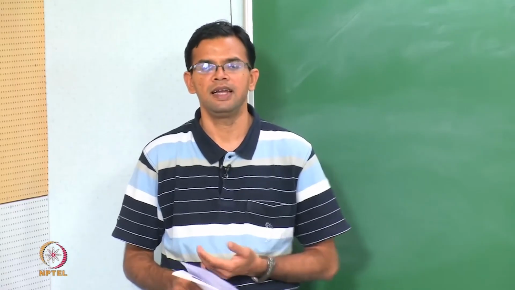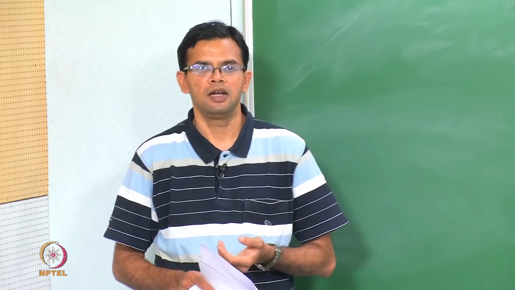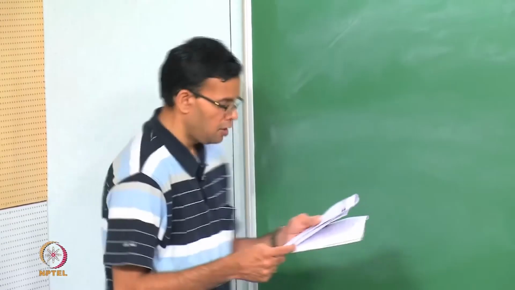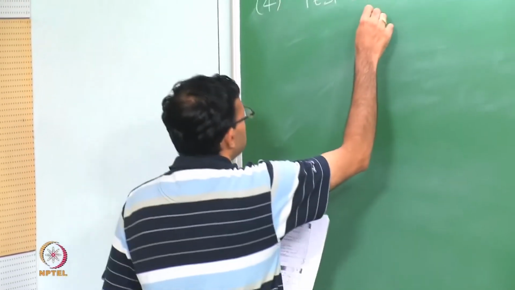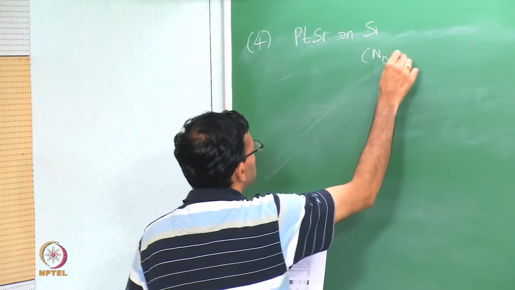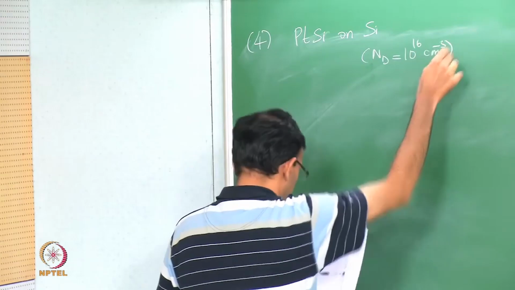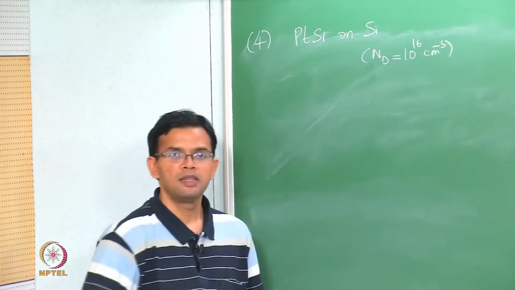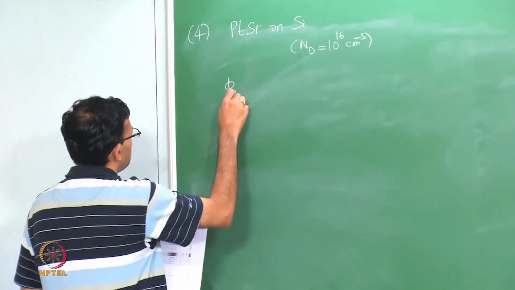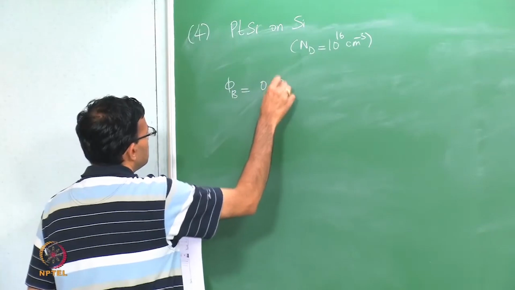So, these silicide layers are usually formed by depositing the metal and then doing some sort of a post annealing treatment. So, in this particular case it is an n-type silicon. So, Nd is 10 to the 16 per centimeter cube. The barrier height in this particular problem is given. So, phi b is 0.89 volts.